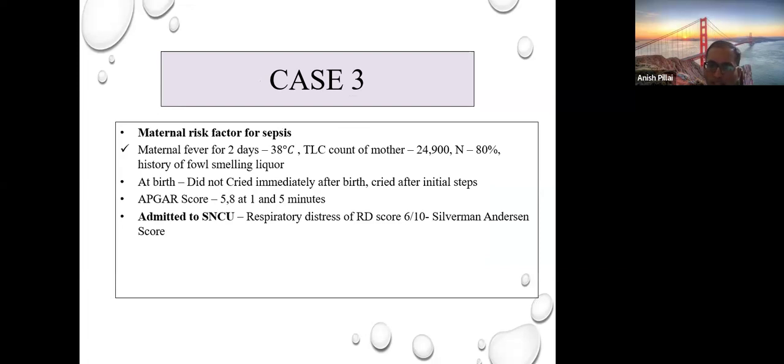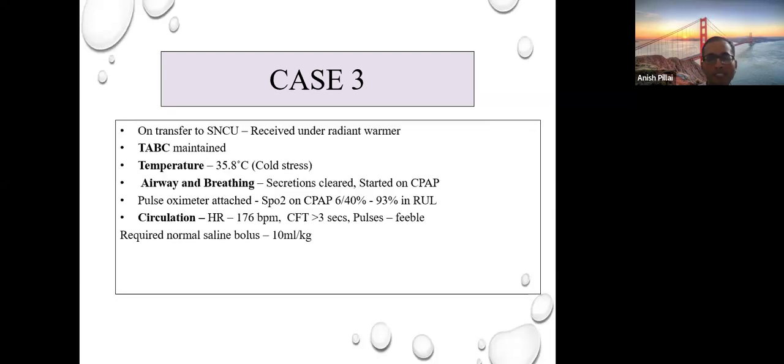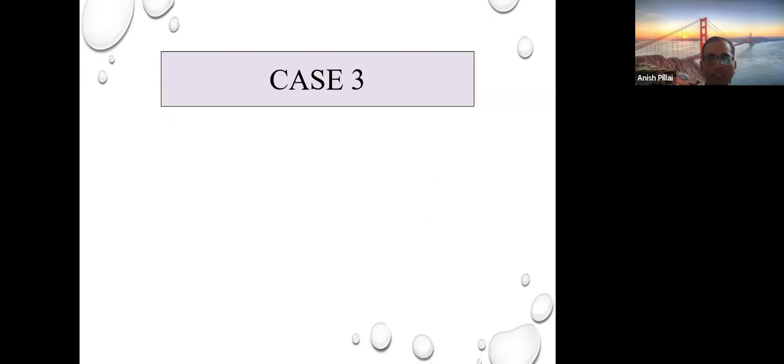This baby did not cry after birth, but cried after initial steps. Apgar score was 5 and 8, and the respiratory distress score is 6 by 10. On transfer to NICU, the TABC is maintained. Temperature is cold, baby is in cold stress. Airway, breathing: secretions are cleared, baby is on CPAP 6 by 40%, 93% maintaining. Circulation shows a little bit of tachycardia with slightly poor perfusion and has needed a saline bolus.